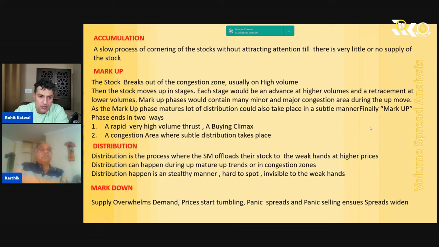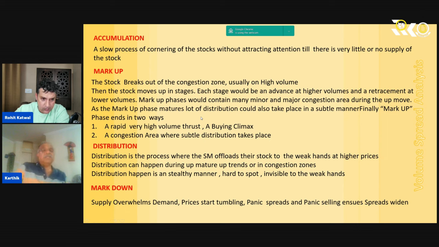Then comes the markup phase. Once enough supply has been absorbed by the smart money, they will go into the markup phase. The stock breaks out of the congestion zone. That is, normally in the accumulation state, it's in a range or in a congestion zone. So it breaks out with a very high volume. Then the stock moves up in stages. That is, it goes up and then consolidates, moves up again like that. It marks up in phases: there's an up move, there's a small down move, then in between there'll be congestion happening. So this is the markup phase.